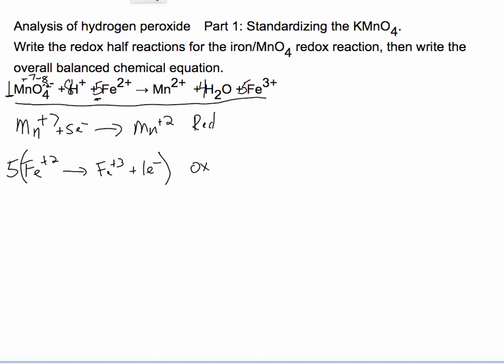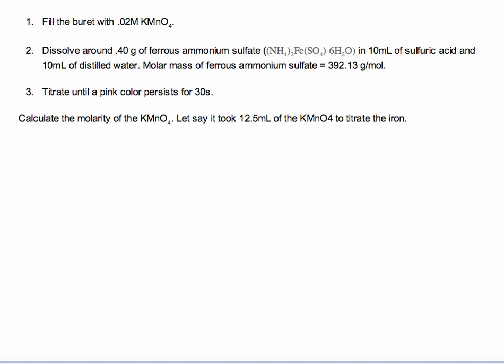Okay, so anyway, then if you go down and read this lab, you have to do problems. This is the lab procedure that we followed, and I guess I cut off the number 4 here, but number 4 is calculate the molarity of the KMnO4. And so I'm just going to make up a number and say that it took around 12.5 milliliters. Now, the thing is, I made this stuff, and it was supposed to be 0.02 molar. But your job is to standardize it.